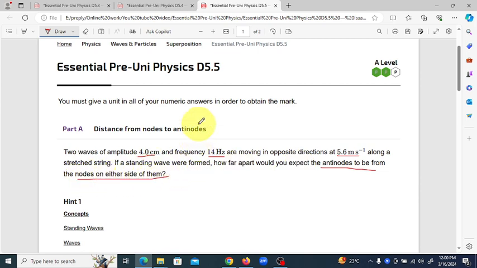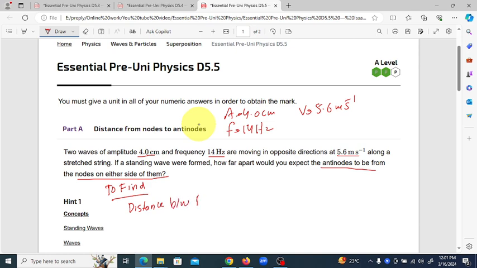First I write the given information. Amplitude is 4.0 centimeter, frequency is 14 hertz, and the wave speed is 5.6 meter per second. What we have to find in this question is the distance between antinode and node.